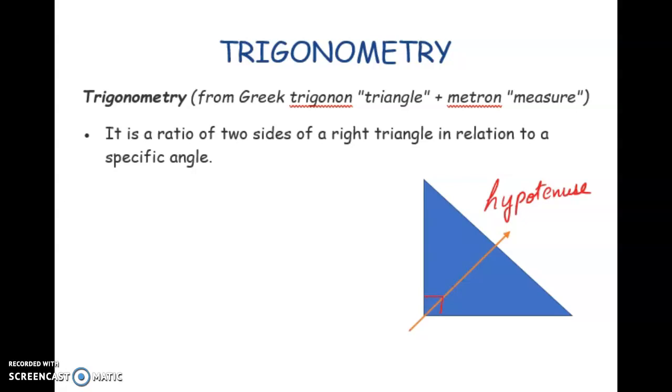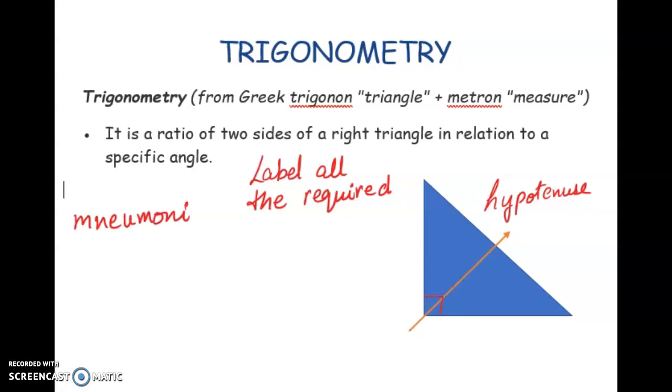is called the hypotenuse. So when we are dealing with trigonometry, the basic thing is you need to label everything, label all the sides. If you label all the concerned or all the required sides, then things become relatively fun and easy. There is a mnemonic that is often discussed to memorize the trig ratios, but let's understand what the three basic trig ratios are. So the three trig ratios that we will be discussing today are sine, cosine, and tangent.